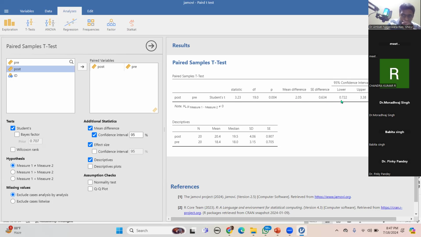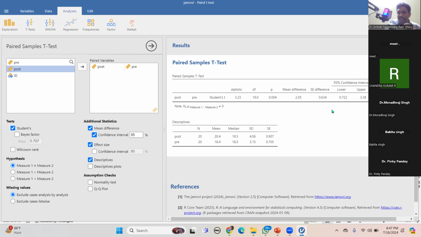And when it comes to the lower bound, one can see 0.7. Though there is a mean difference of 2.05, the lower bound is 0.7. When it comes to the upper bound, there are candidates, like one of the faculty members, who got a mean difference between pre and post of 3.38. There are also faculty members who got the lowest difference, instead of 2, 0.72, between pre and post.